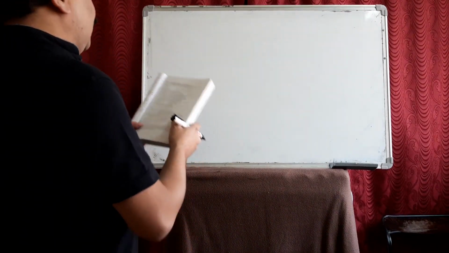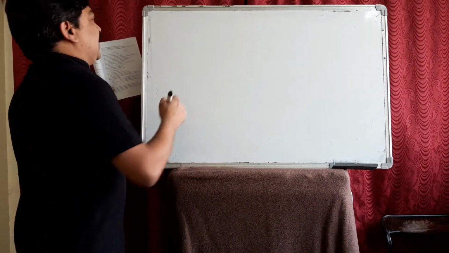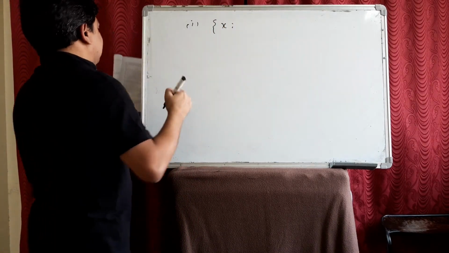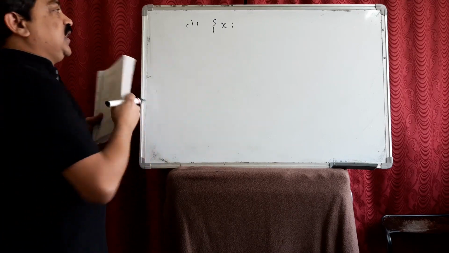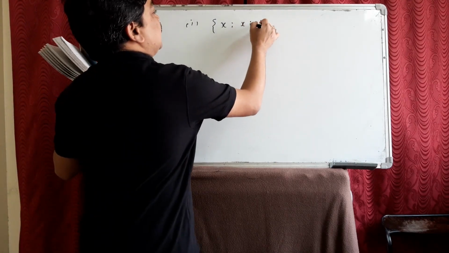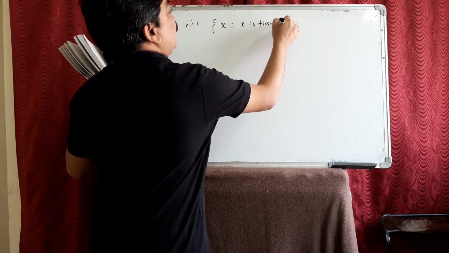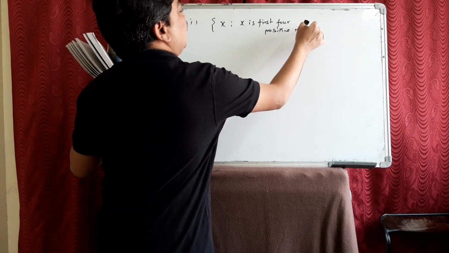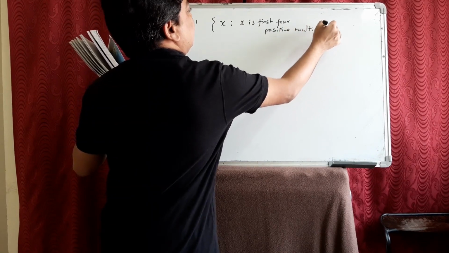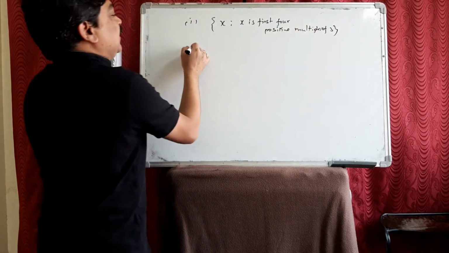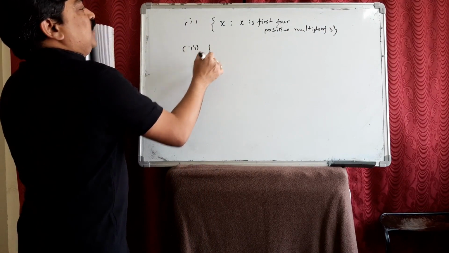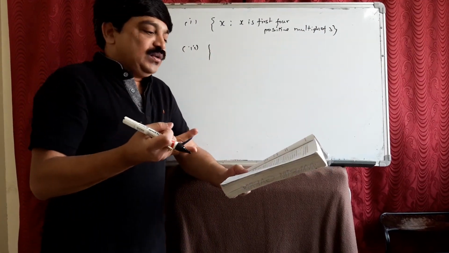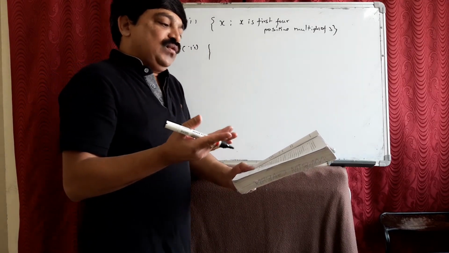See, in the fourth question, you are asked to write the set builder form. That means you are supposed to represent them with a variable x. 3, 6, 9, 12. Shall I write x is first 4 positive multiples of 3? Agree? First 4 possible multiples of 3, positive. 3 ones are 3, 3 twos is 6, 3 threes is 9, 3 fours 12.